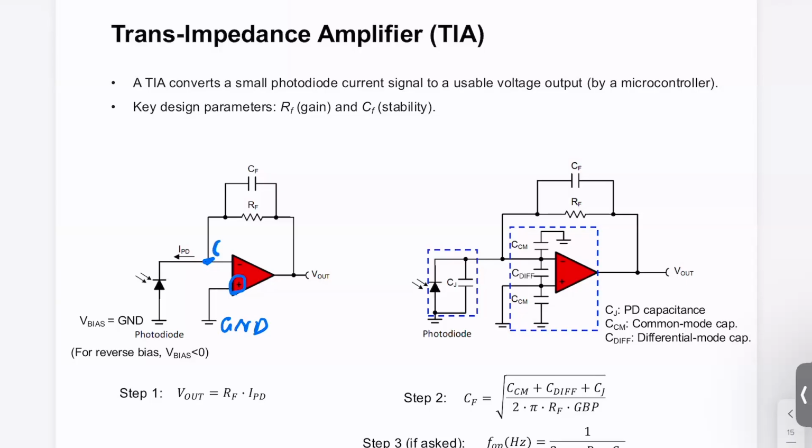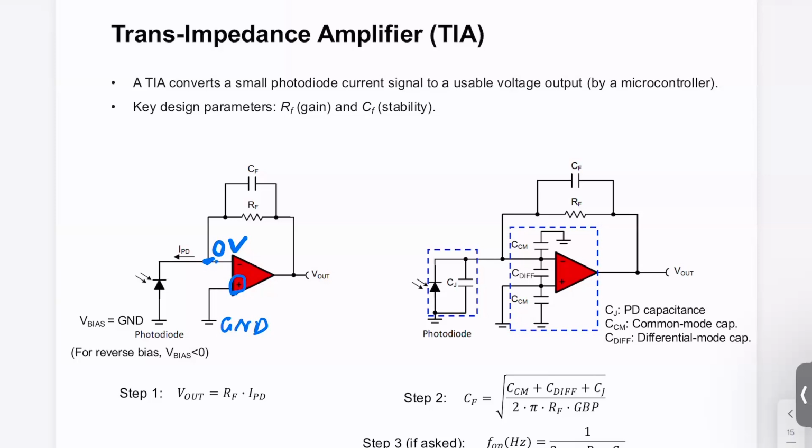Okay, this is 0, because op-amps have a property called virtual short. That means it looks like the two terminals are shorted together. So the voltage here is 0.